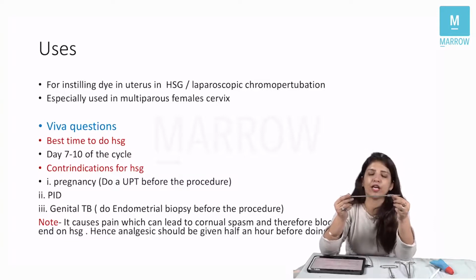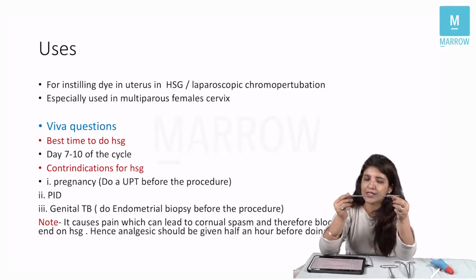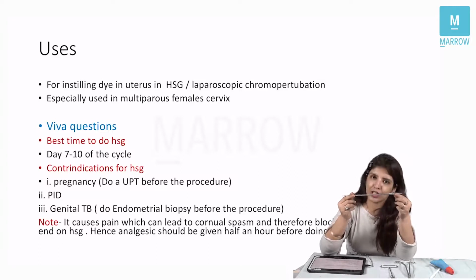The contraindications for doing HSG are a pregnant female, so whenever you are doing HSG, you should get a urine pregnancy test done. Another contraindication is pelvic inflammatory disease, and the third contraindication is genital tuberculosis. So whenever you are doing HSG, you should always get a test for TB done, and then you should go for HSG.